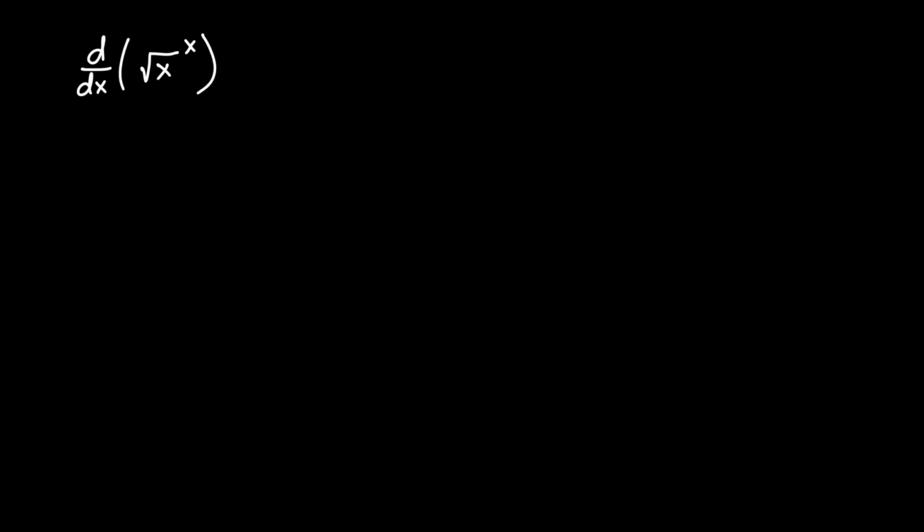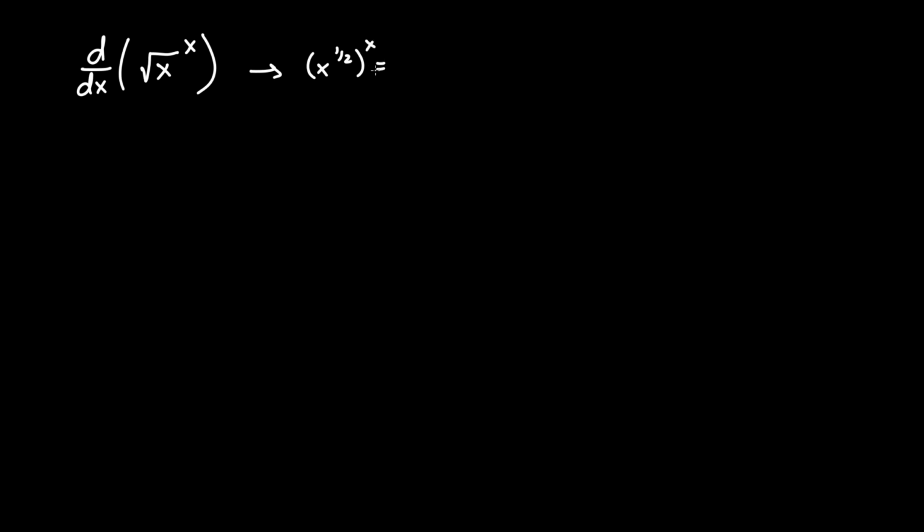Find the derivative of square root of x to the x power. So what we need to do first is rearrange this term such that it is easier to manipulate. So we know that square root of x is equivalent to x to the 1/2, and that is being taken to the power of x.